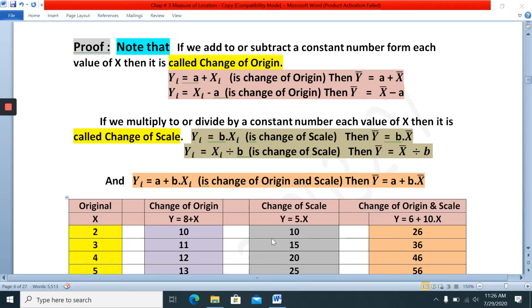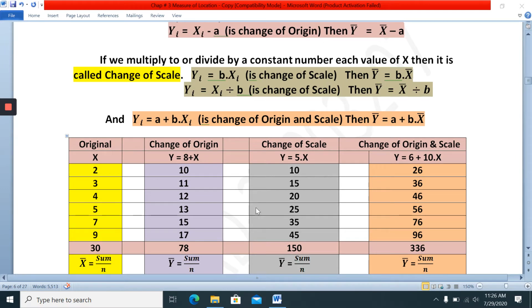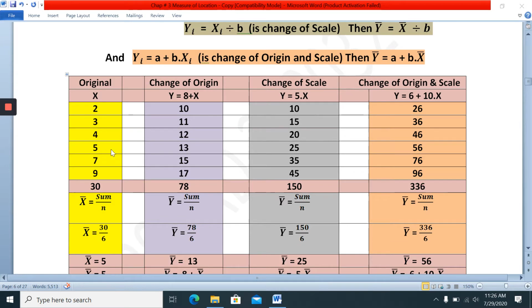Now let me prove this here in this table. These are the original numbers. Assume x is 2, 3, 4, 5, 7, 9. Now find the mean of these numbers. The mean of x is sum divided by n. This is the basic idea of mean. X bar is equal to sum divided by n. So add up these numbers, this is 30, divided by n. How many numbers are these? These are 6 numbers. So 30 divided by 6, we get x bar is 5. So x bar is 5 from this original data.